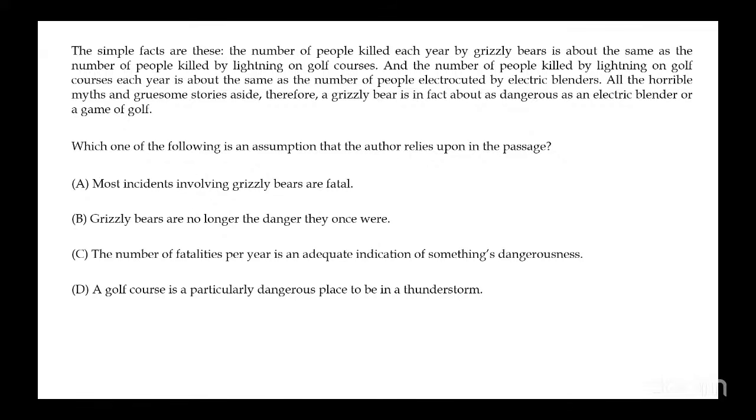All right, so let's look at this question, everyone. We have gotten some answers. It says the simple facts are these: the number of people killed each year by grizzly bears is about the same as the number of people killed by lightning on golf courses, right? And the number of people killed by lightning on golf courses each year is about the same as the number of people electrocuted by electric blenders, right?